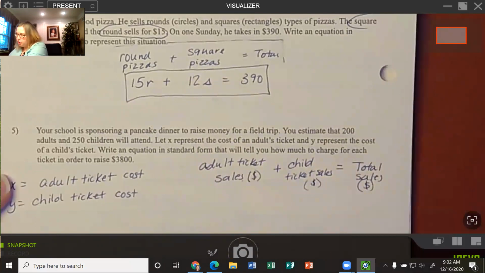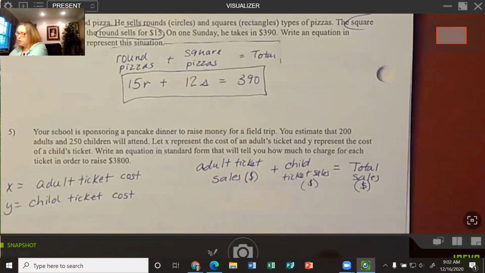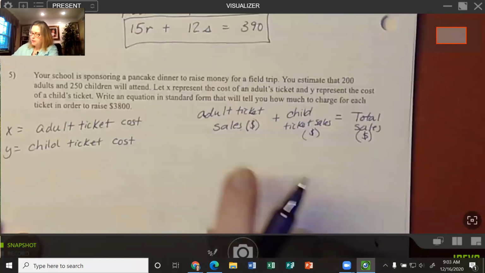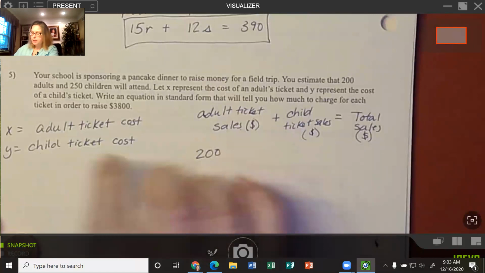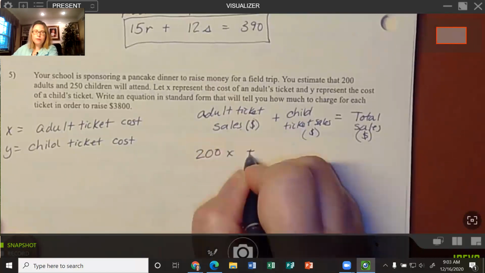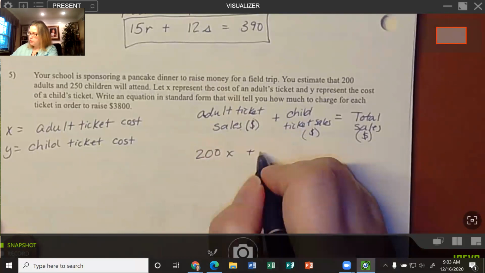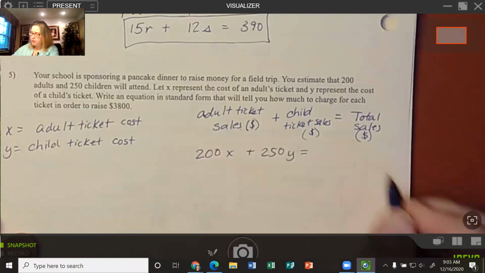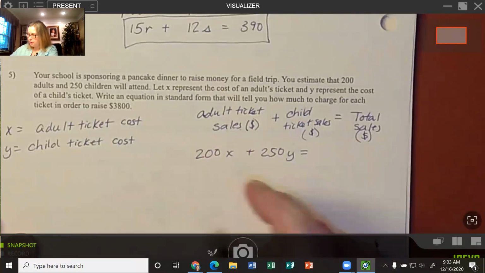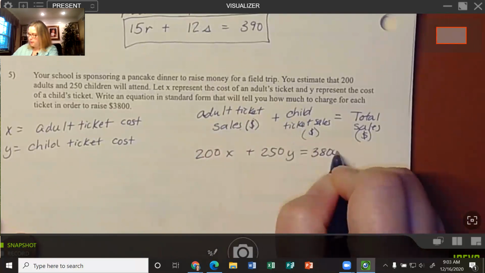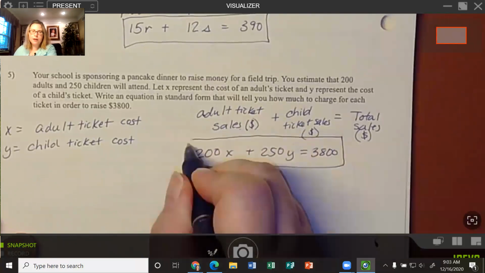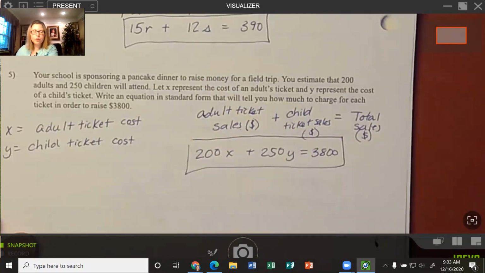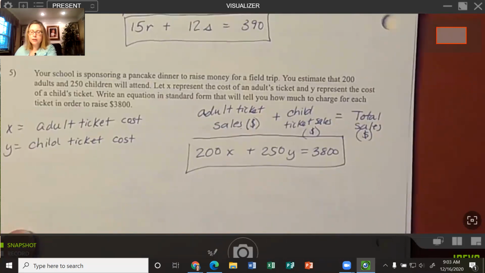So then we want to write our expression, or excuse me, write our equation. We think 200 adults will come. So this will be 200 tickets at X dollars per ticket. And we think that 250 children will come. So 250 children at Y dollars per ticket. And that will give us our total sales. We want to raise $3,800. So that is the equation to represent our ticket sales when we have a desired total ticket sale of $3,800. So that is translating story problems into linear equations in standard form.